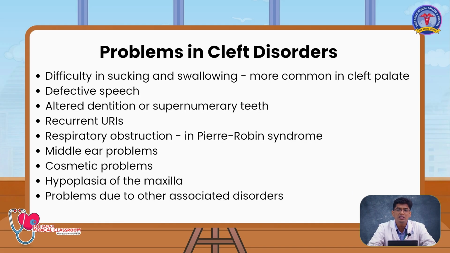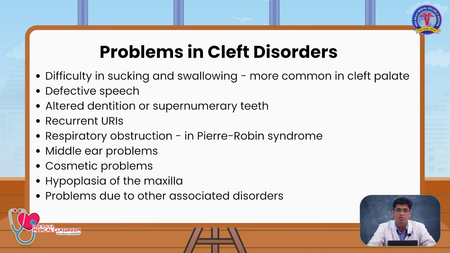What are the complications associated with cleft lip and cleft palate? These are commonly seen in children at a young age as congenital anomalies. So right from after birth, the complications arise. There will be difficulty in suckling and swallowing reflex, and they are much more common in cleft palate. Defective speech is much more common in cleft lip.